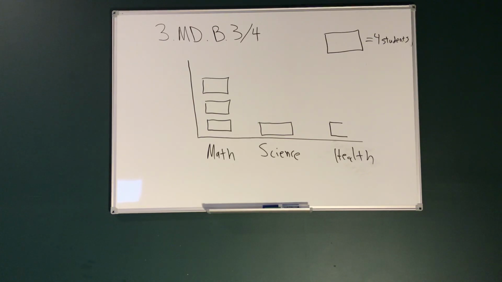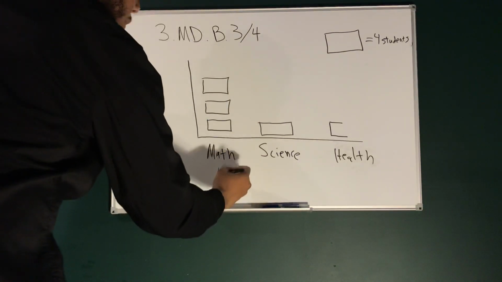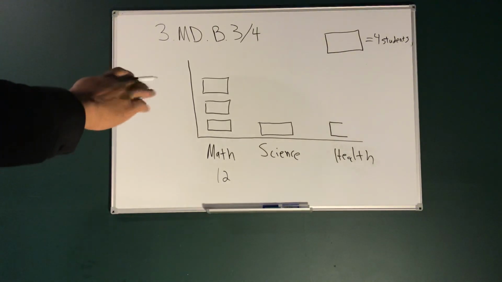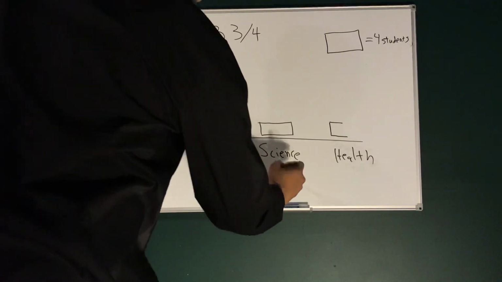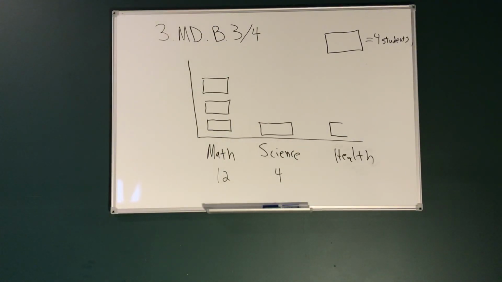Let's look at math. We have 3 rectangles, and each rectangle is 4 students. So how many students do you think chose math? Well, we have 4, 8, 12. How many students do you think chose science? We only have 1 rectangle, and each rectangle is 4 students, so we would have 4 students for science. And for health, we have half a rectangle. We know that half of 4 is 2.